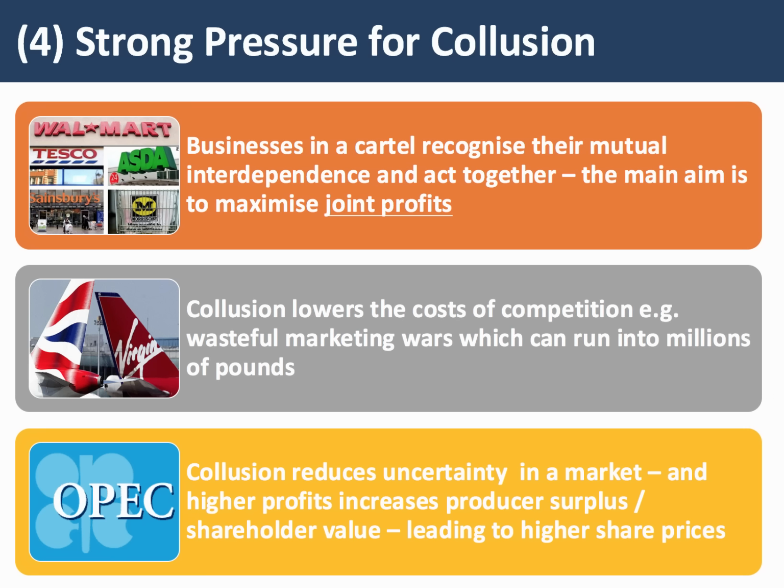But also collusion has the benefit of reducing some of the cost of competition. For example, businesses may decide collectively to spend less each on advertising and marketing. And crucially, it also reduces the degree of uncertainty in the market. So higher cartel prices can generate increased producer surplus, higher profits, and in theory, higher share prices.